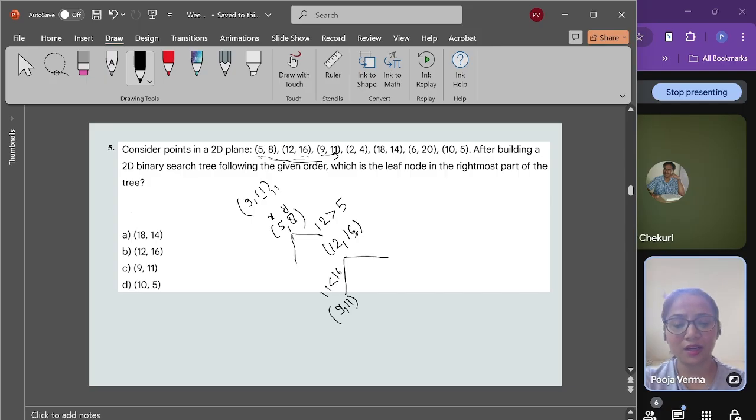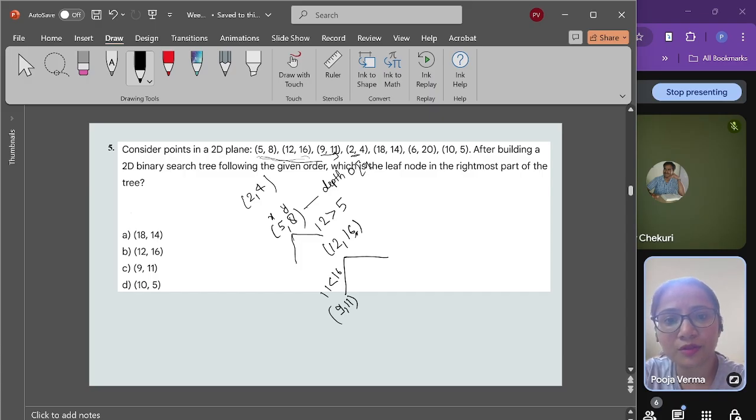Now take the next value. Next value is 2 and 4. So here 2 is less than 5. First we need to compare with the root node. This is the principal node, or we can say depth 0.